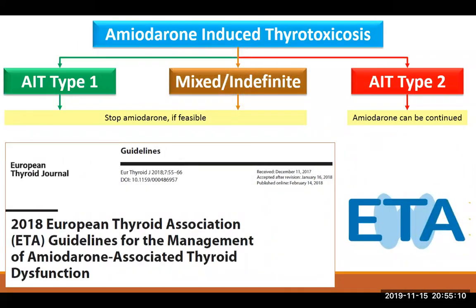According to the guideline published by the ETA, in type 1 and mixed forms, stop amiodarone if possible. And in type 2, amiodarone can be continued.